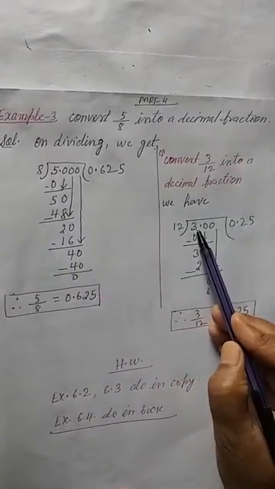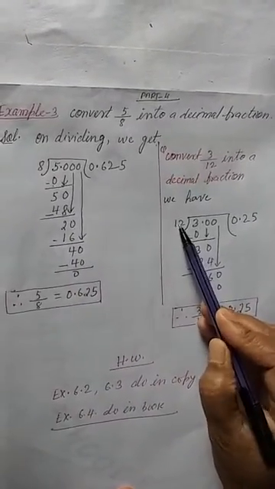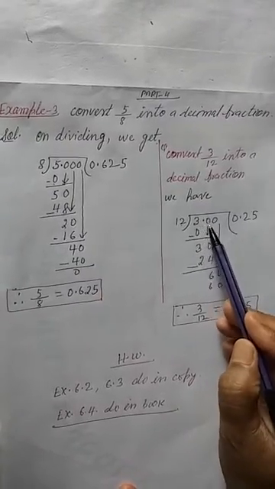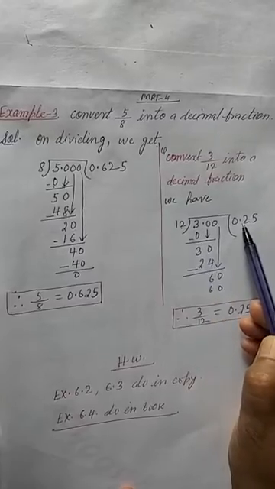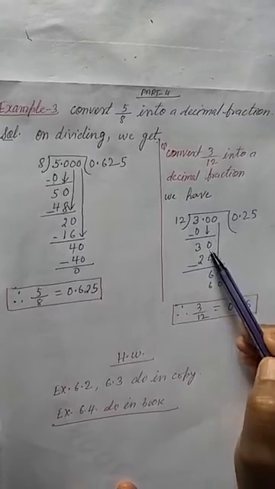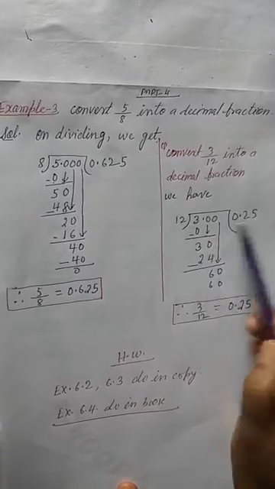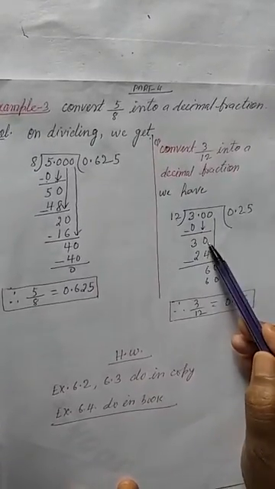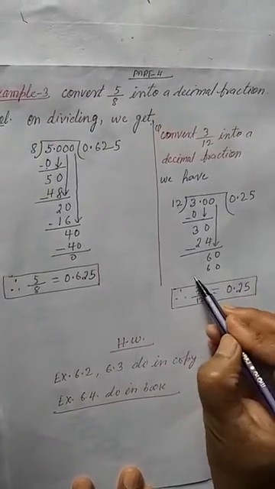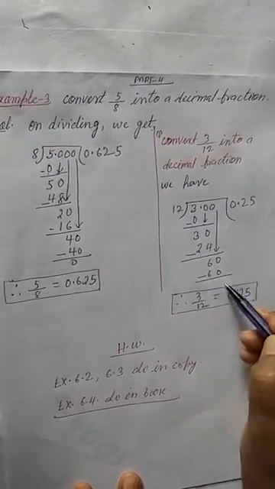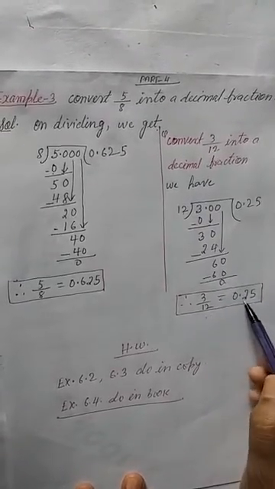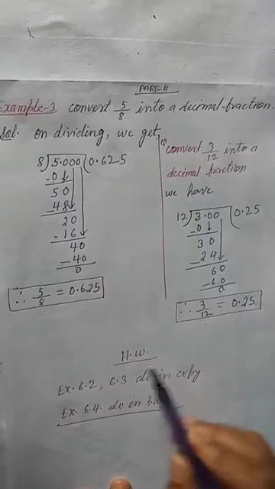Here is 12, here is 3. This is less, this is greater. So 12 zeros are 0. 3 minus 0 is 3. Now after this the decimal point comes, so put the decimal point. Then bring down zero. It becomes 30. 12 twos are 24. And 30 minus 24 is 6. Now bring down 0, it becomes 60. 12 fives are 60. And after 60 the remainder is 0. So 3 upon 12 is equal to 0.25.